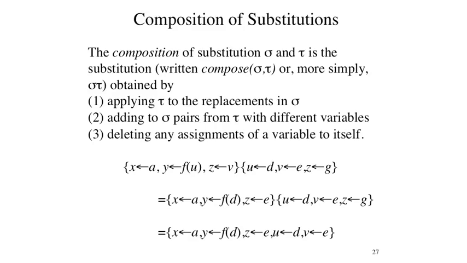Computing the composition of a substitution sigma and a substitution tau is easy. There are three steps. First, we take tau and apply it to the replacements in sigma. Having done that, we join to sigma all pairs from tau which have different variables than those in sigma. Notice that in this case, we did not include the binding of z to g from tau because we already had a binding of z to e in sigma. Finally, in the third step, we delete any assignments of variables to themselves. No examples of that in this case.